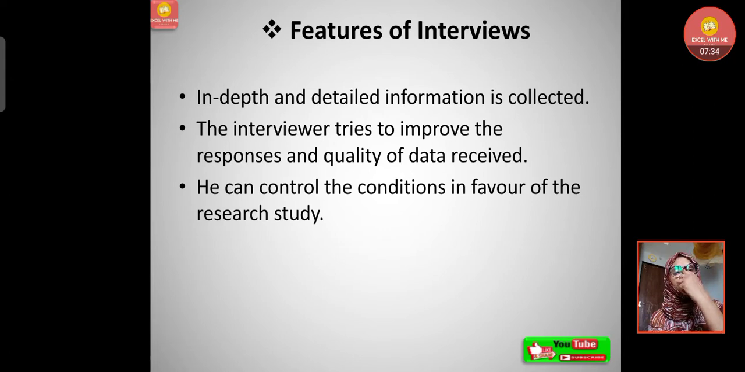Now the next topic we are discussing is the features of interviews. In-depth and detailed information is collected. Now the interviewer tries to improve the responses and quality of data received in each and every function. He can control the conditions in favor of the research study. Obviously, sometimes the researcher can control the conditions in favor of the research study.